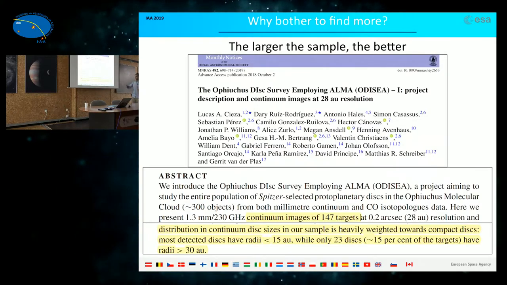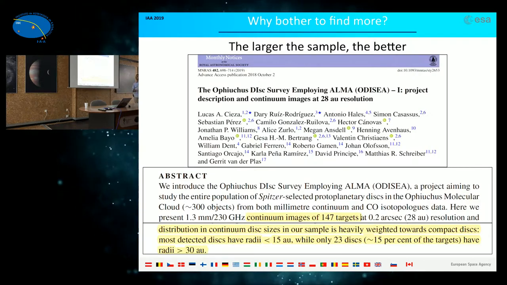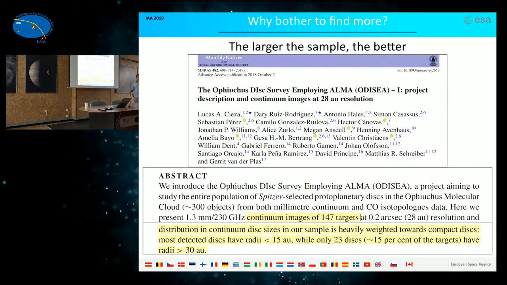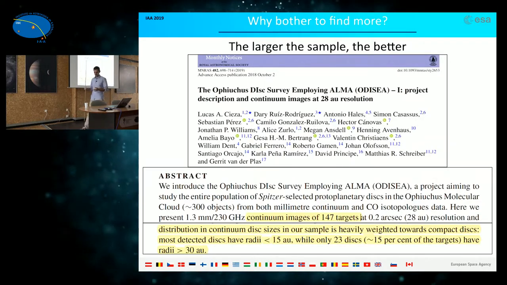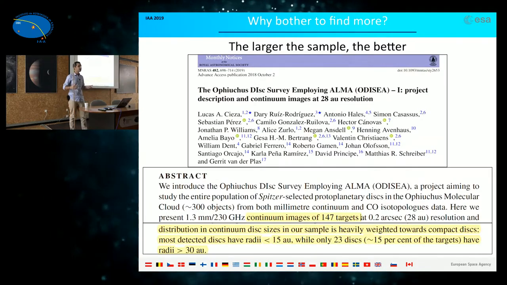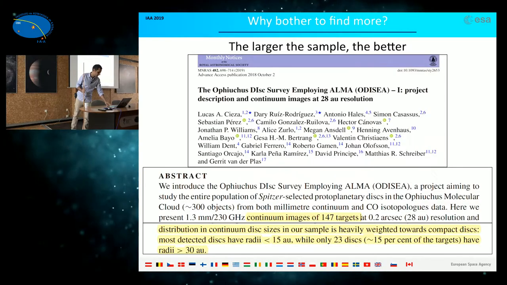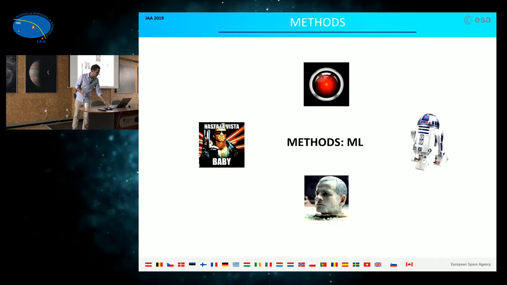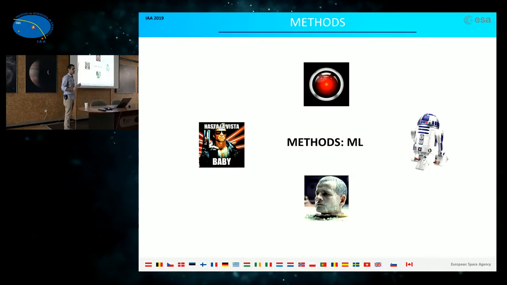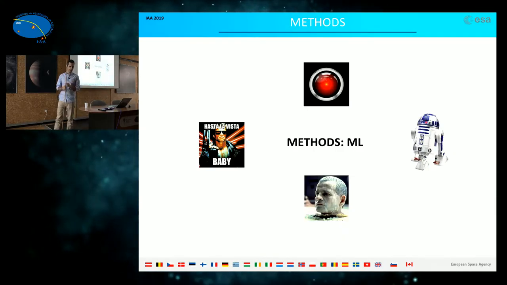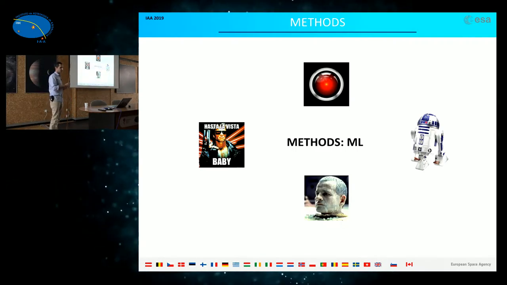For instance, one of the things that we are finding by studying such large samples is that the continuum disk sizes are kind of smaller than what I at least was expecting. So again, this is just to emphasize that the more disks we study, the more disks we find, the more we will learn. Maybe it's obvious, but I like to emphasize this point. And now, after this brief introduction, I'm going to start with the methods, with why I decided to use machine learning and why I decided to look for more disks in a particular region.